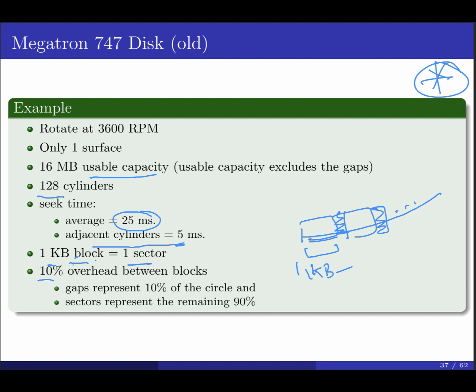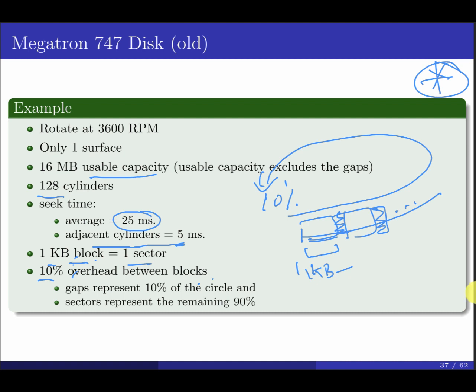We give you an extra piece of information. We said 10% overhead between blocks. What does that mean here? That means the gaps represent 10% of the entire circle, okay? So the sectors are going to represent the remaining 90%. Okay, so when you perform one complete rotation, 10% is going to be over unusable data.